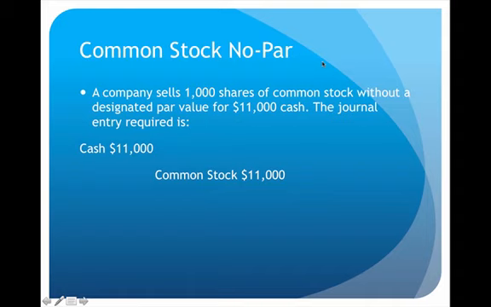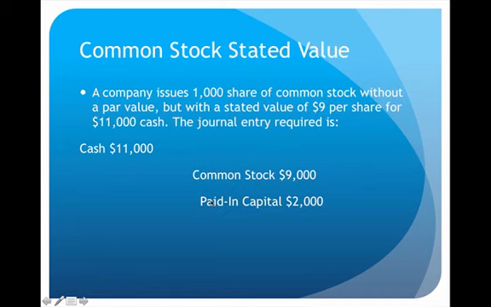Well, what GAAP says about that is that if they failed to designate the par value, then whatever it was sold for becomes the par value. So we simply debit cash, $11,000, credit common stock, $11,000. We have no choice but to do that because no par value is actually designated.